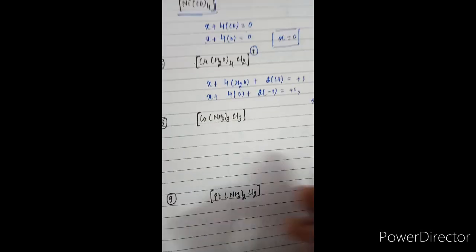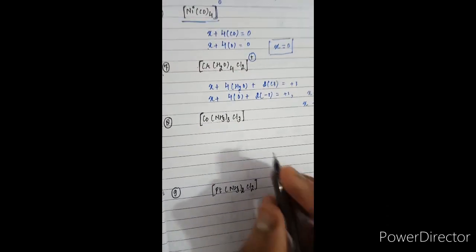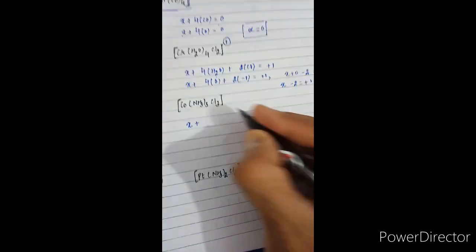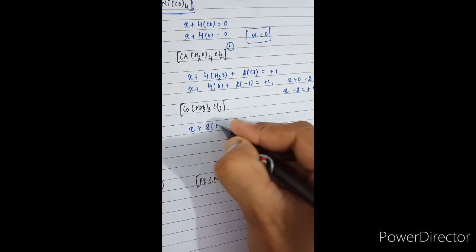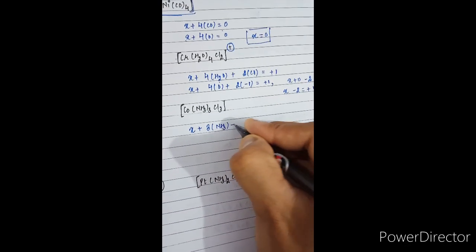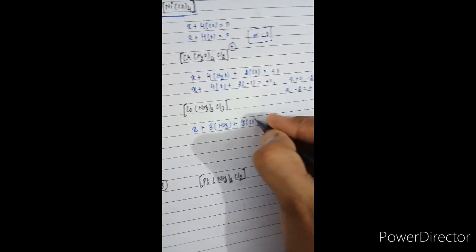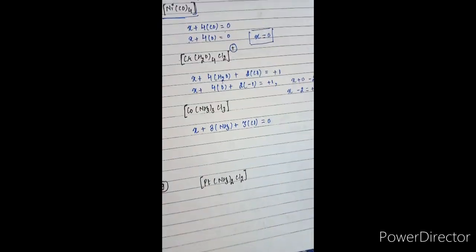Now for this complex, let the oxidation state of cobalt be X, plus 3 into ammonia, plus 3 into Cl. So the overall charge will be 0. It is a neutral molecule having no charge.